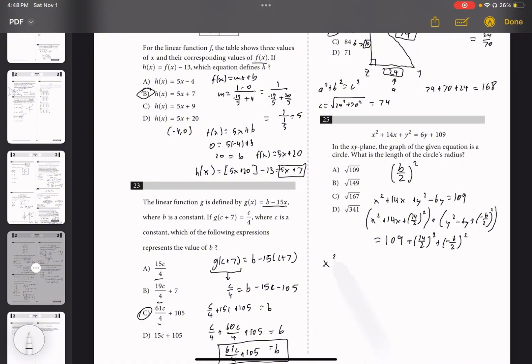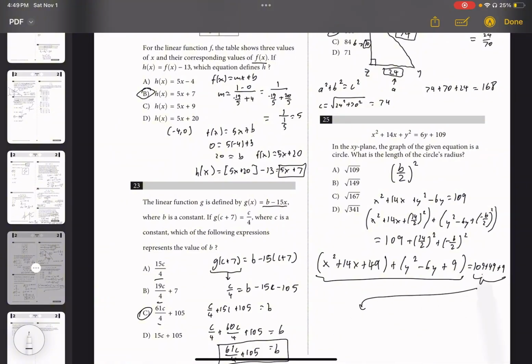So with that, we have x squared plus 14x plus 49. 14 over 2 is 7. 7 squared is 49. Plus y squared minus 6y plus negative 6 over 2 is negative 3, and squared is 9. And then this is equal to 109 plus 49 plus 9. So it's just asking for the radius, so we don't have to worry about this side particularly. It's only this that matters.